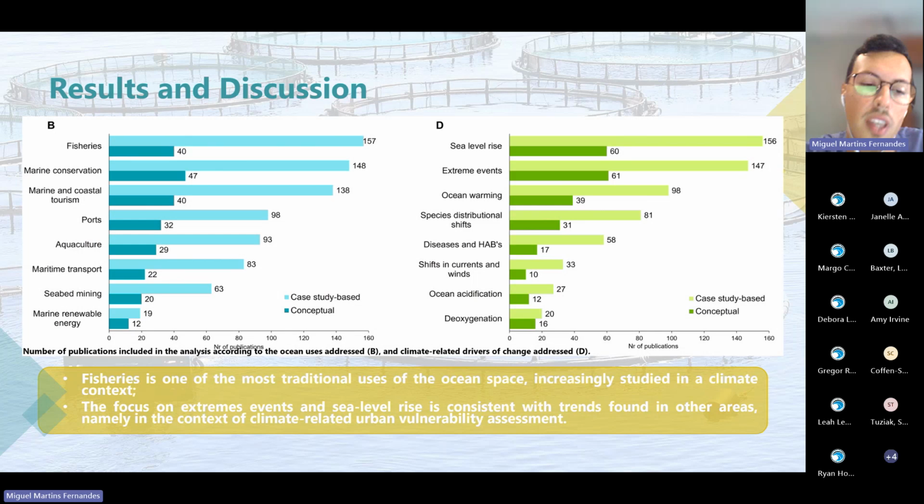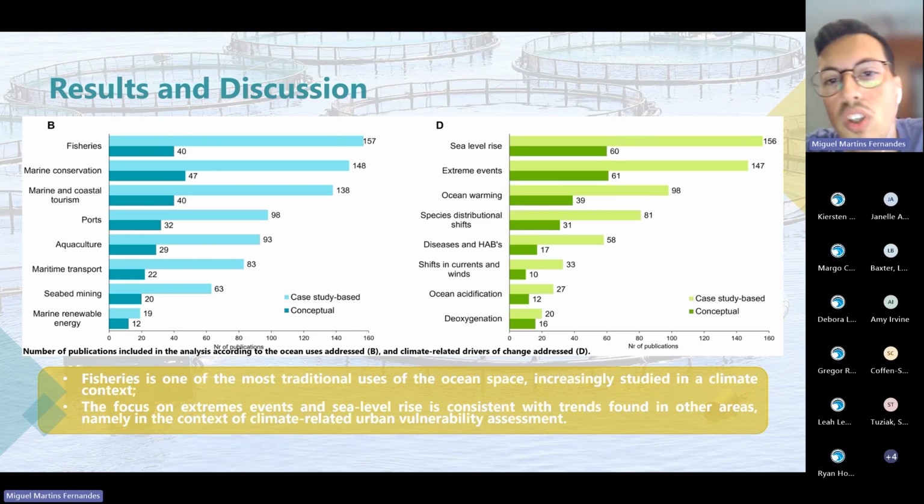But then we can also see something that is interesting, that is marine renewable energy is still not so referred. This is because it's a relatively recent ocean activity, and also there are several studies trying to understand the potential of renewable energy offshore, and there is a recognition of the importance to mitigate climate change, but there are not so many studies regarding the vulnerability to climate change in this sector.